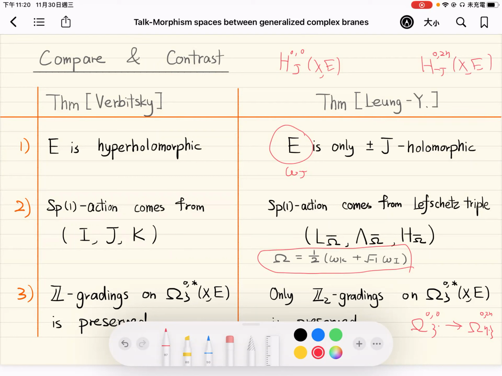But our theorem says that the SP1 action will intertwine this kind of space. So the SP1 action will transform the zero degree component of the J cohomology to the 2n degree component of the minus J cohomology. So this illustrates that the grading is not preserved in our theorem.